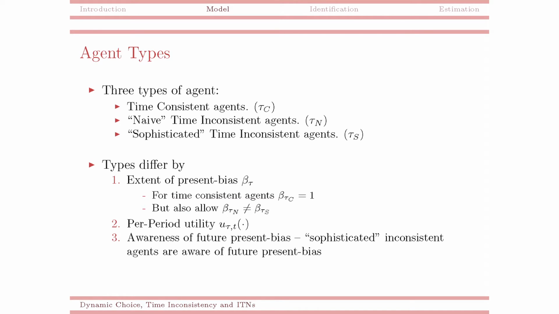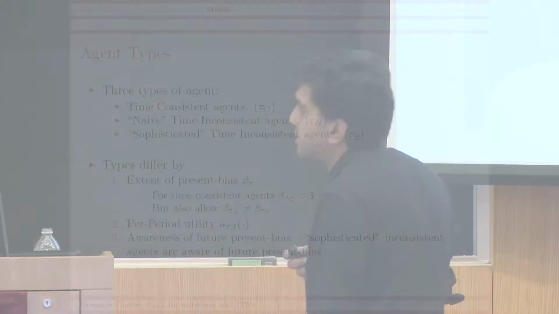In addition, because we have additional information, we can also allow for these different types of agents to differ along two other dimensions. The main reason to do this is to think about whether these differences in behavior are really coming from the differing levels of awareness, or from other differences in parameters. So we're going to allow our agents to differ by the extent of the present bias. Of course, for consistent agents there's going to be no present bias, so beta is going to be equal to 1. But we're also going to allow the naive and the sophisticated agents to have different rates of present bias. So beta tau sub n is the present bias for the naive agents, and beta tau sub s is the present bias for sophisticated agents, and we're going to allow these to be different for the 2 types of agent.